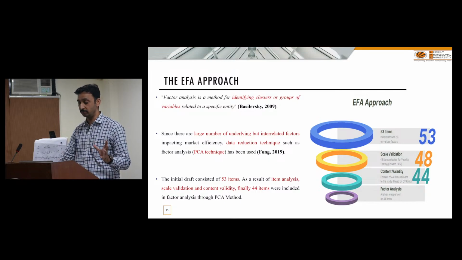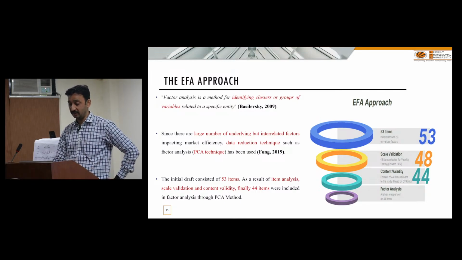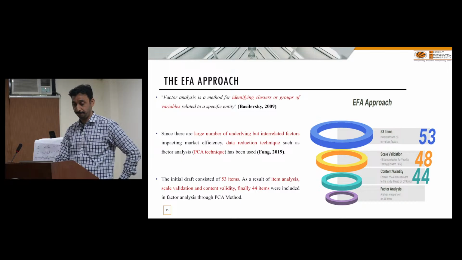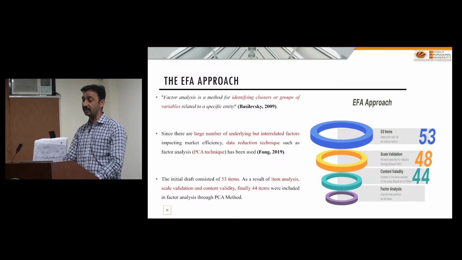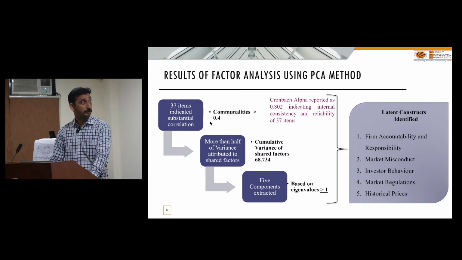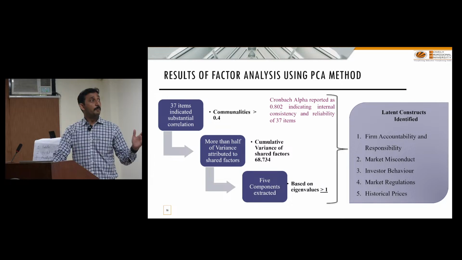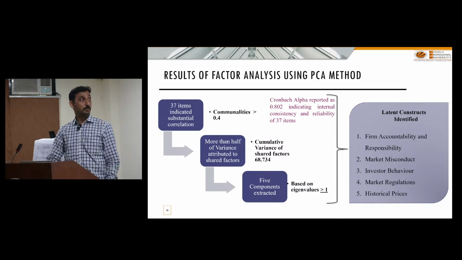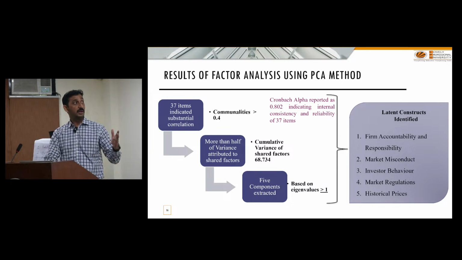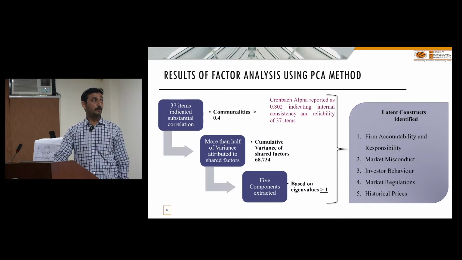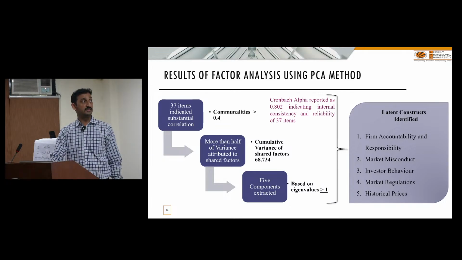So we have 44 questions for the factors that we are looking into for the factor analysis. The result of the factor analysis using the PCA method: we identified that there are 37 items that indicated substantial correlation, where the communalities are more than 0.4. So we can say that this is good, and you can see the Cronbach alpha is reported as 0.802, indicating internal consistency and reliability of these 37 items.